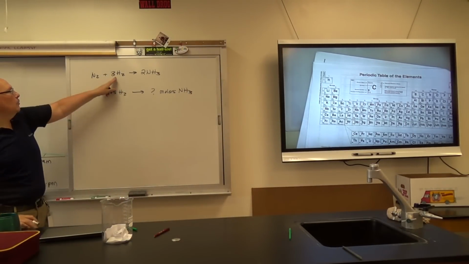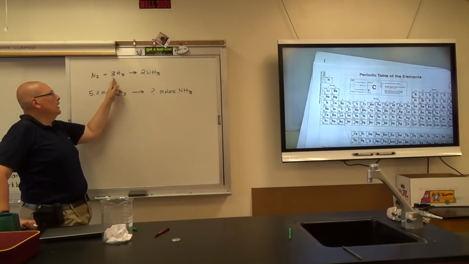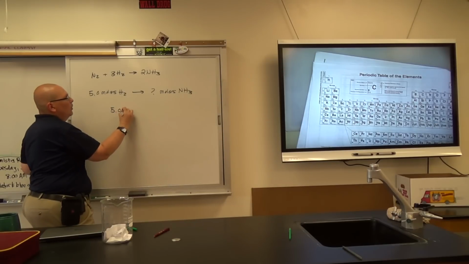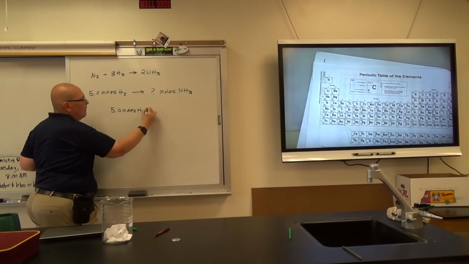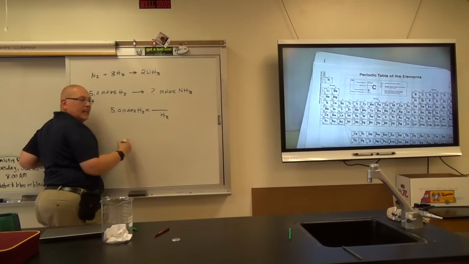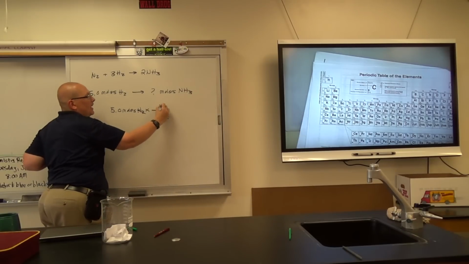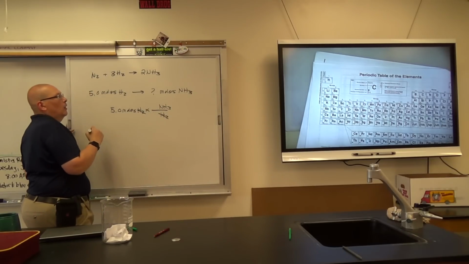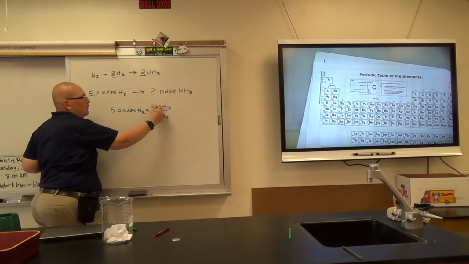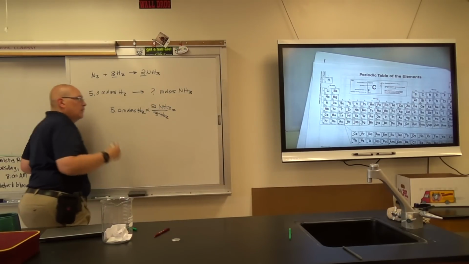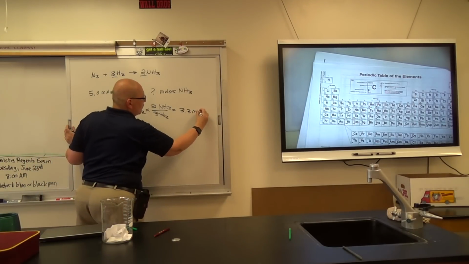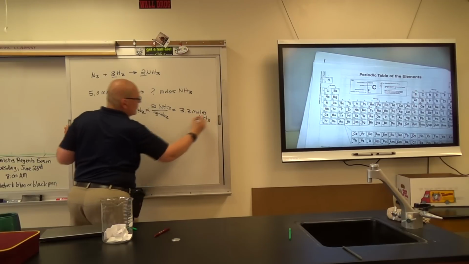Well, let's see. It's a 3-to-2 ratio between H2 and NH3. So I take 5.0 moles of H2, multiply it by that ratio. But I'm going to put H2 on the bottom so it cancels out. And I'll put NH3 on the top, so that's what I'm left with. H2 has a coefficient of 3, NH3 has a coefficient of 2. So 5 times 2 is 10, 10 divided by 3, 3.3 moles of NH3.